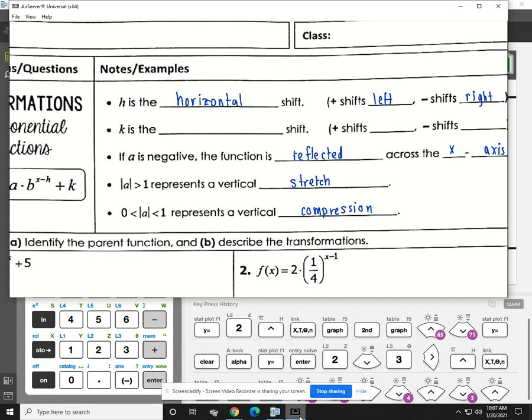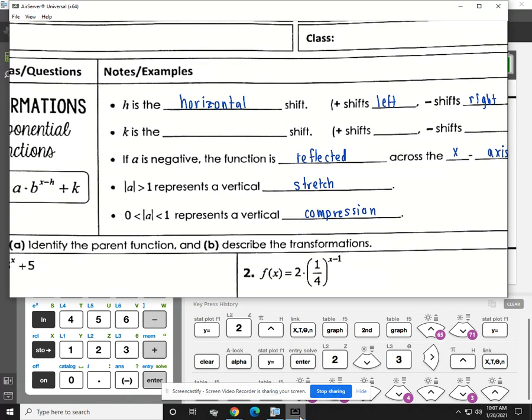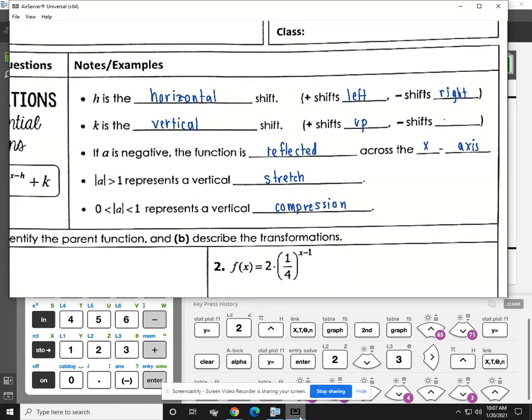And then finally, you have that value on the outside at the very end of your exponential function that's being added or subtracted, and it represents what kind of shift? Vertical. We've talked about every single one of these, and we said that vertical shifts are what they are, right? It is what it is. So if it's positive, it's going to shift up. And if it's negative, it's going to shift down.